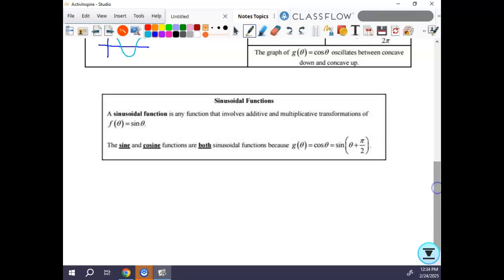All right, so let's go back over here. This is what I just said about the sinusoidal functions. A sinusoidal function is any function that involves additive and multiplicative transformations of f of theta equals sine of theta. So sine and cosine are both sinusoidal functions because cosine is just sine shifted to the left. And when we get to our transformations, you'll see that they work just like they do in every other function. Some of them have different names because it's trig stuff, but they still do the same stuff. Okay, what questions do you have right now?